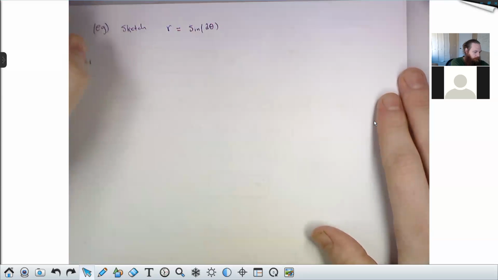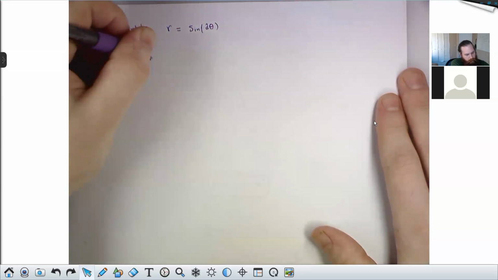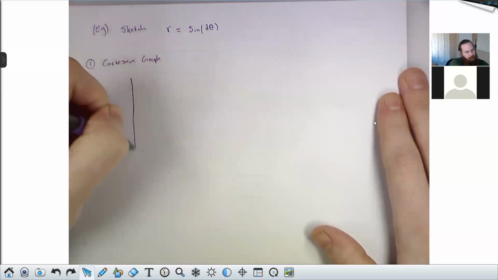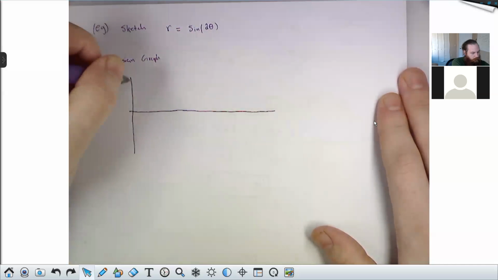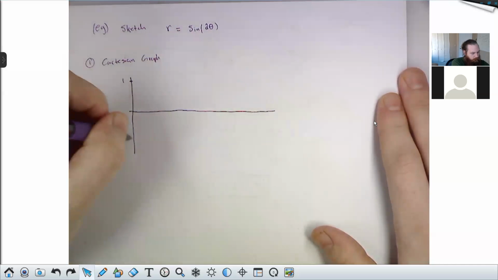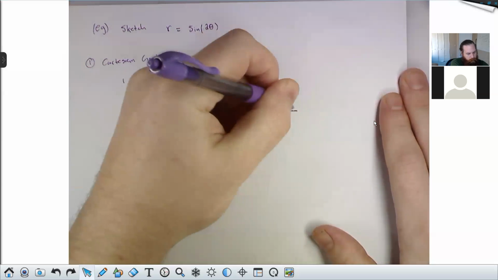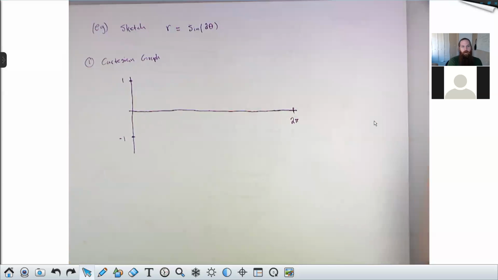So remember, we always begin with the Cartesian graph. I'll come up here and mark this as +1. I'll come down here and mark this as -1. And we want to make sure we go all the way out to 2 pi, because we need to know what happens as you walk all the way around the circle in the polar setting.